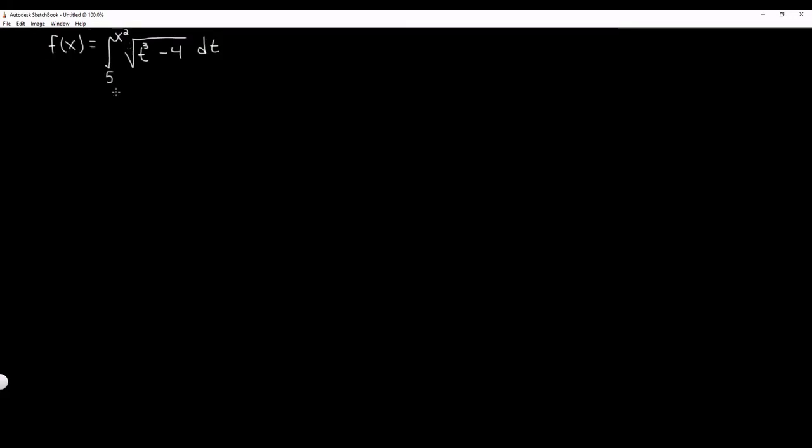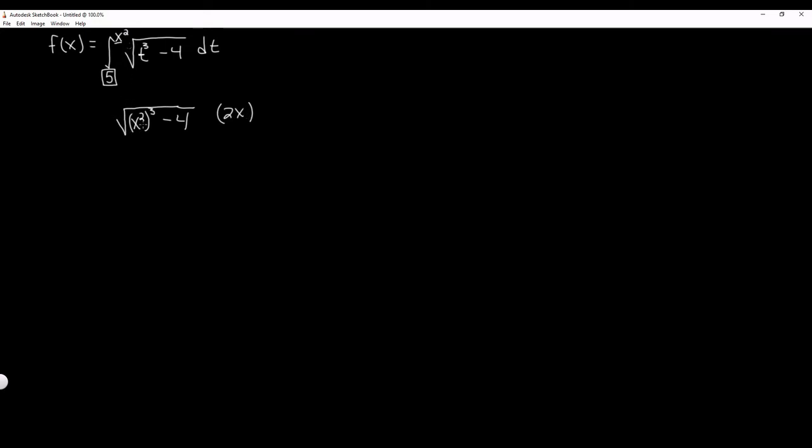So for this problem, we're going to start it the same way. Our lower limit of integration is a constant, and our upper limit of integration is our variable. So we can replace all t's with x squared, and we're going to be left with the square root of x squared, but we can't forget to raise it to the 3rd power, minus 4. Then we have to multiply it by the derivative of x squared, which is 2x, so multiplied by 2x. And the reason we do this is because of the chain rule.